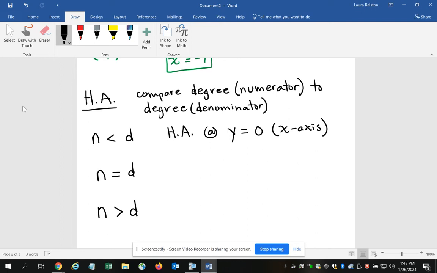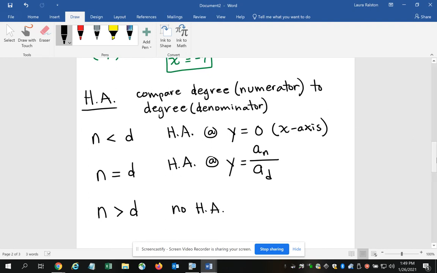If the numerator is equal to the denominator in degree, then there is a horizontal asymptote at y equals the leading coefficient of the numerator divided by the leading coefficient of the denominator. It's called the ratio of the leading coefficients. If the numerator is greater than the denominator, there is no horizontal asymptote. There could be an oblique or slant asymptote, but your particular lesson does not discuss the slant or oblique. It only focuses on the horizontal.